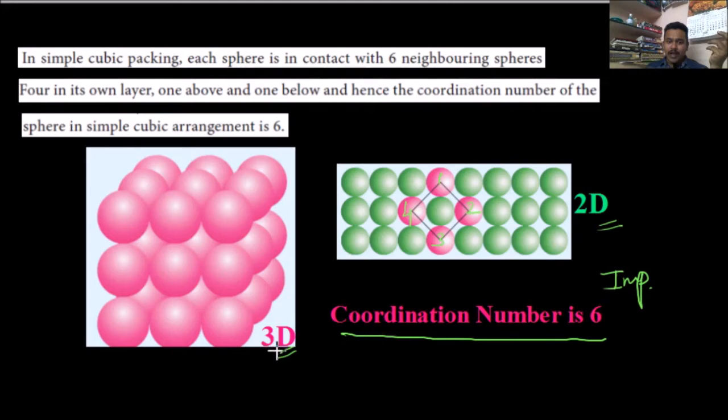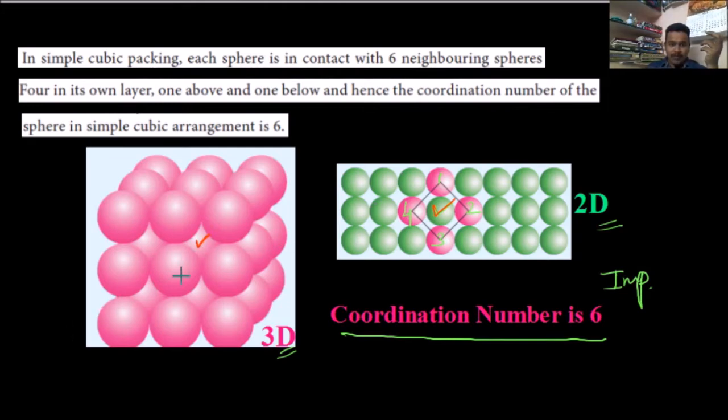Now I am going to talk about three dimensional. Three dimensional means above this layer one more layer will come, and below this layer also one more layer may be there, so the center sphere is in contact with these 4, as well as one sphere from the above layer and one sphere from the below layer. I will show here, three layers are there. I will choose this one; I have to show the coordination number of this one.